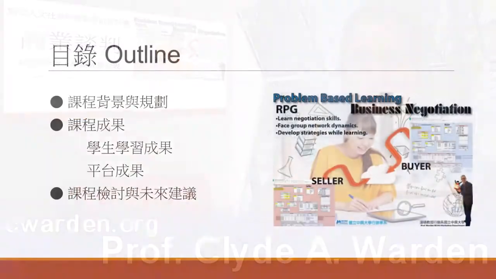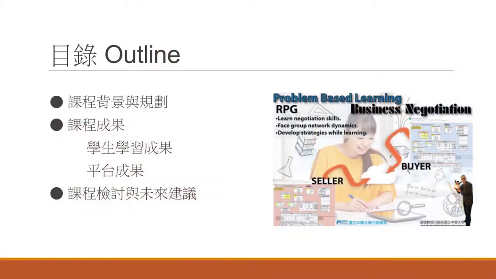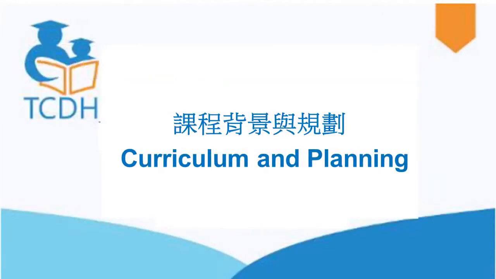We're going to look at the curriculum that was involved in this class, the underlying design of the class, the students' performance in the class, and the platform we created in the class, and then the future outlook, what we're going to do in the future. The first part is the curriculum plan.